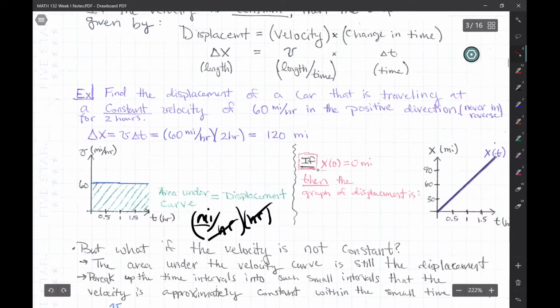Okay? If, in addition, we make an assumption of where we start, then we could plot out the position function in a unique way. But no matter where we begin, the beginning and end points will always have a height of 60, even if we started over here or over here. So over 2 hours, it will always be a change in height of 120 miles.